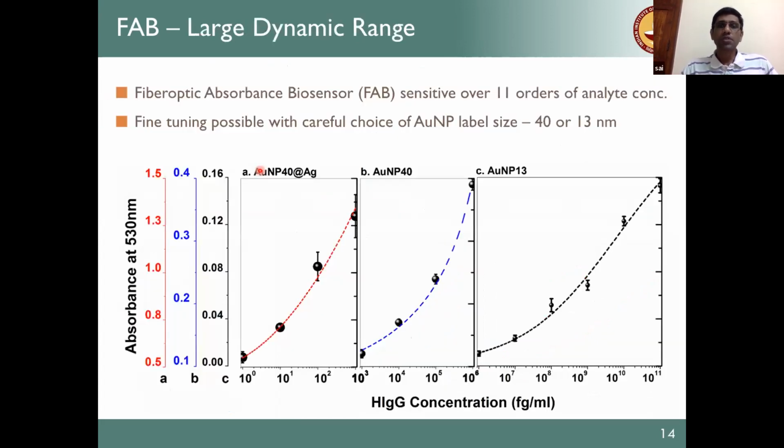Another beauty of this system is that you will be able to fine tune the dynamic range, which is very important for clinical diagnostics. If you want higher dynamic range, you can use gold nanoparticles that are small in size, because the extinction coefficient of these gold nanoparticles is smaller when you go down, and higher when you go up to 40. So there is almost 10 times improvement in extinction coefficient when you go from 13 to 40 nanometers.